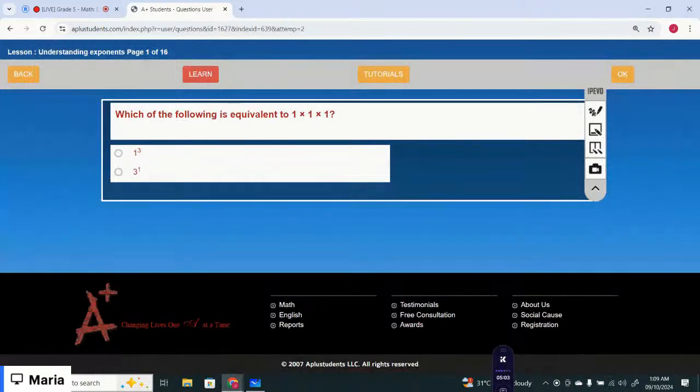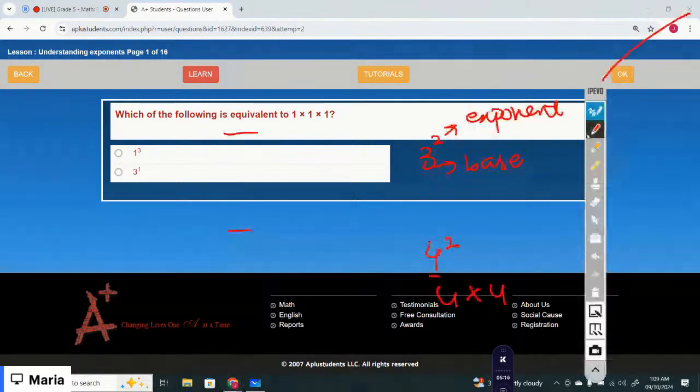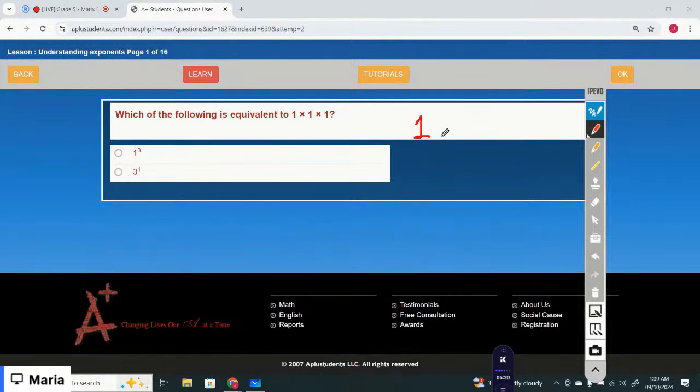Which of the following is equivalent to 1 times 1 times 1? So 1 is multiplying 3 times here, right? So you can write it as 1 exponent 3 because you're using 1 how many times? 3 times. So that is 1 times 1 times 1. Option number 1 is the correct option. That is 1 exponent 3.